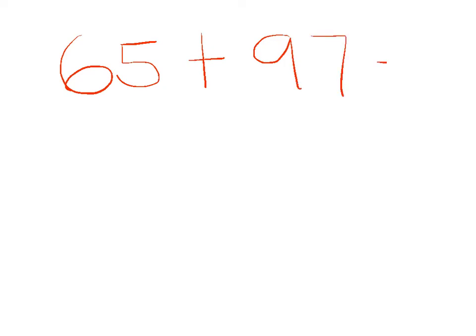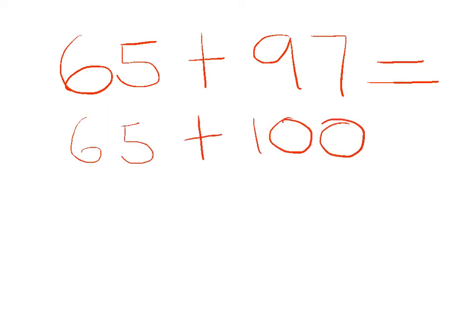This time, let's imagine that Tahiti has $65 and he wants to combine that with Fernando's $97. So if we were to do that together, here's what would happen. Now, using that tidy number approach, again, we can turn this 97 into a tidy number. Take a moment to think about what the closest tidy number is. The nearest tidy number is 100.